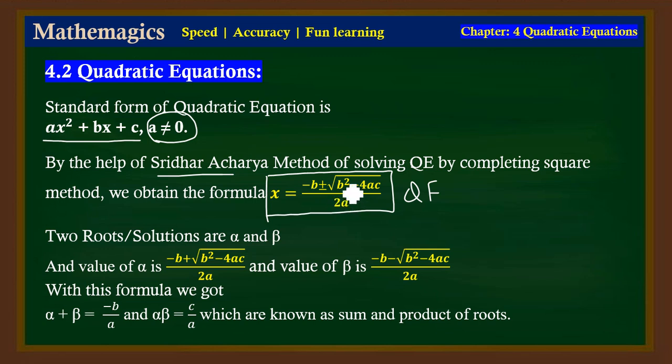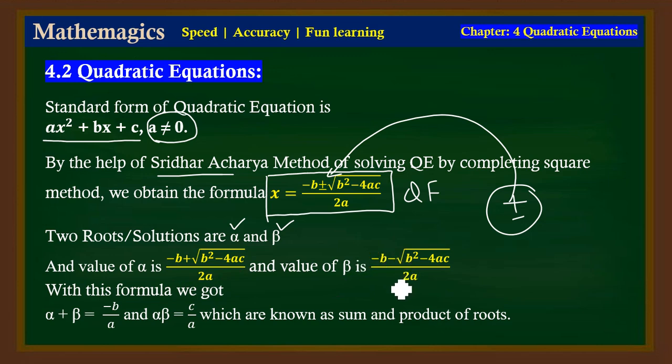Now, as we already have discussed, the quadratic equation gives us a maximum of two solutions or two roots. Both the roots are alpha and beta, which we already have discussed in the polynomial chapter, chapter number 2. And the values of alpha, obviously, there is a plus minus sign. So alpha takes the positive sign and beta takes the negative sign. That's why alpha is equal to minus b plus under root of b square minus 4ac divided by 2a, and the value of beta is equal to minus b minus under root of b square minus 4ac divided by 2a.